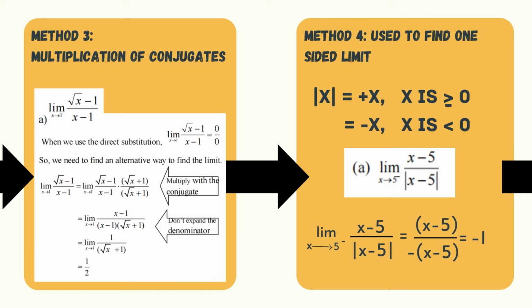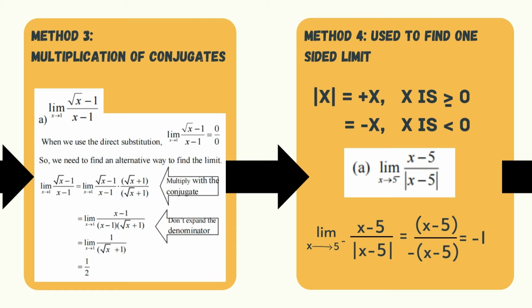Now method 3 is the multiplication of conjugates. Same as method 2, it is used when we get the value 0 over 0 when we directly substitute. So whenever we find a fraction with conjugates, we just multiply it with the conjugate. And the tip here is do not expand the denominator, so we can simplify them and get a defined answer.